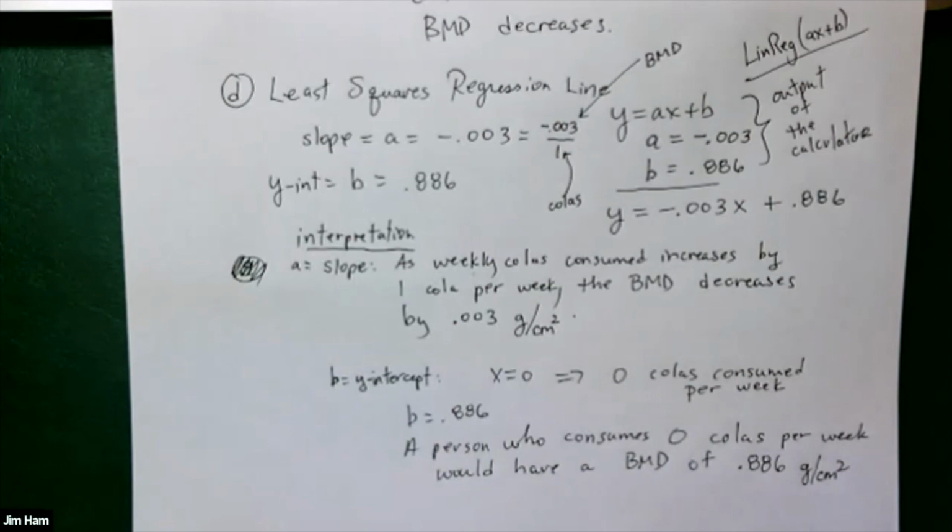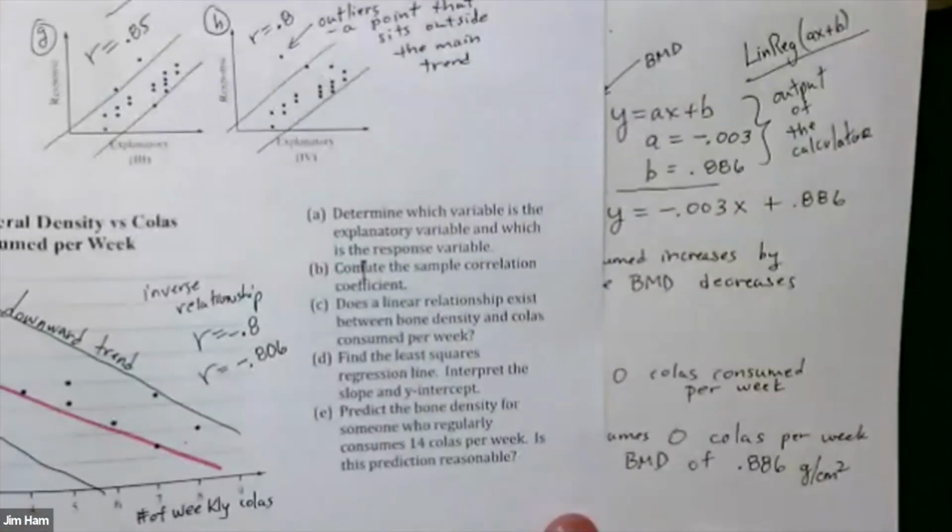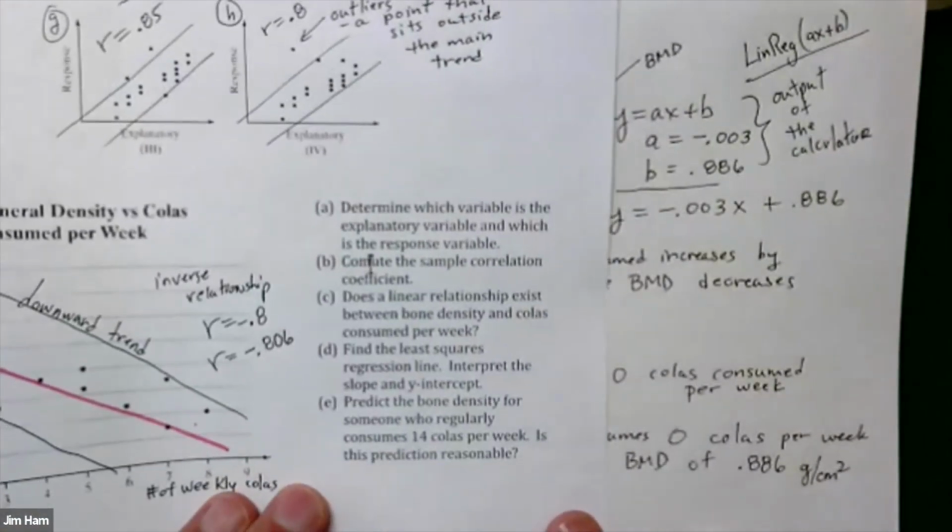So in part D, they wanted you to estimate or to interpret the slope. And whenever we say interpret here, you'll be expected to write down a couple of sentences, 1 or more sentences in words. All right, and then finally, for part E, this is where we use that equation to make predictions. So we're going to predict the bone density, that's the y value, predict the y for someone who consumes 14 colas per week, about 2 per day. Is this prediction reasonable?